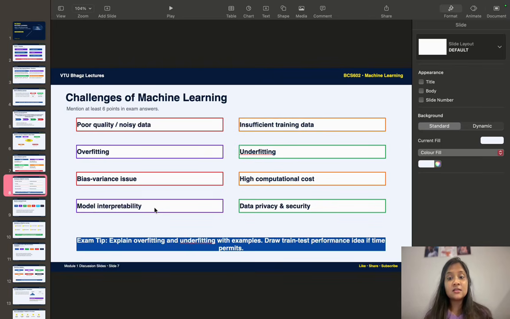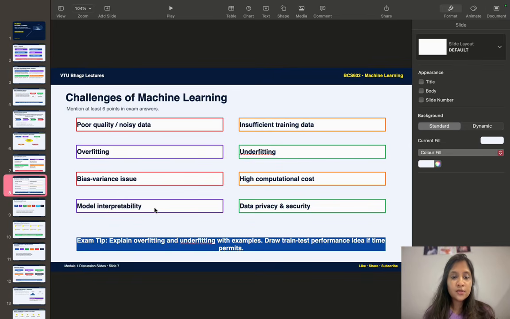And the second is insufficient data. Machine learning needs enough data for training. And the third is overfitting. In overfitting, the model performs well on training data but poorly on new data. The fourth is underfitting. In underfitting, the model is too simple and cannot learn the pattern. And other challenges include high computational cost, bias, privacy issues, and lack of interpretability. So you can just go through this.